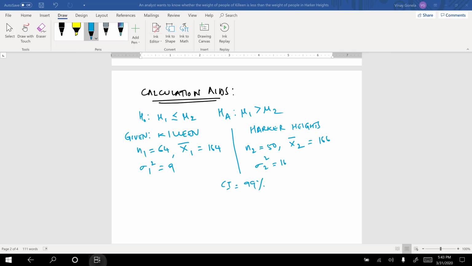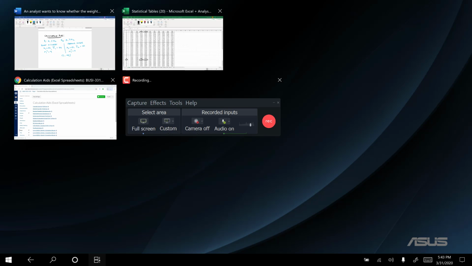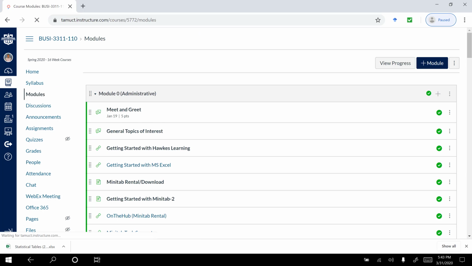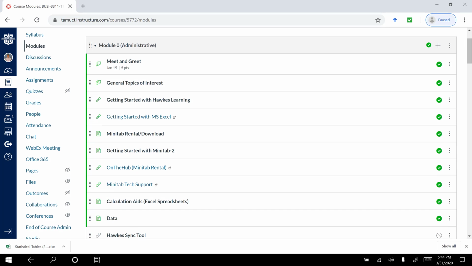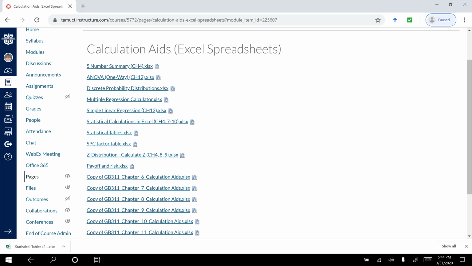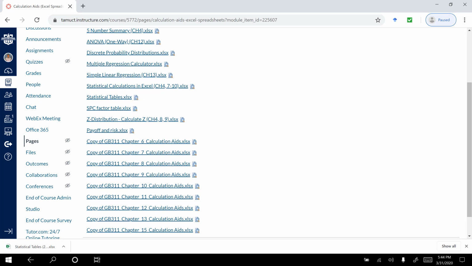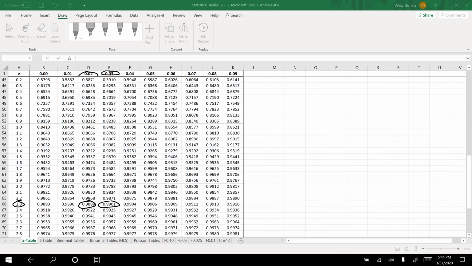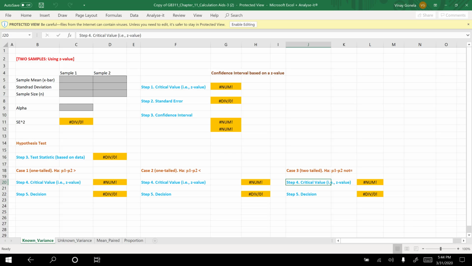So confidence interval is 99%. Now I will download our calculation aids and try to solve this problem. Again, I am going to our modules, and then module 0, and I will go to calculation aids, and chapter 11 calculation aids, and I will do enable editing.